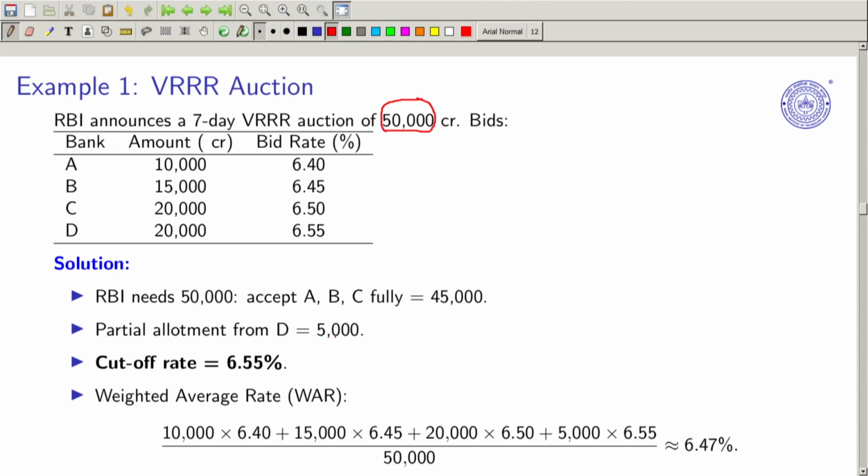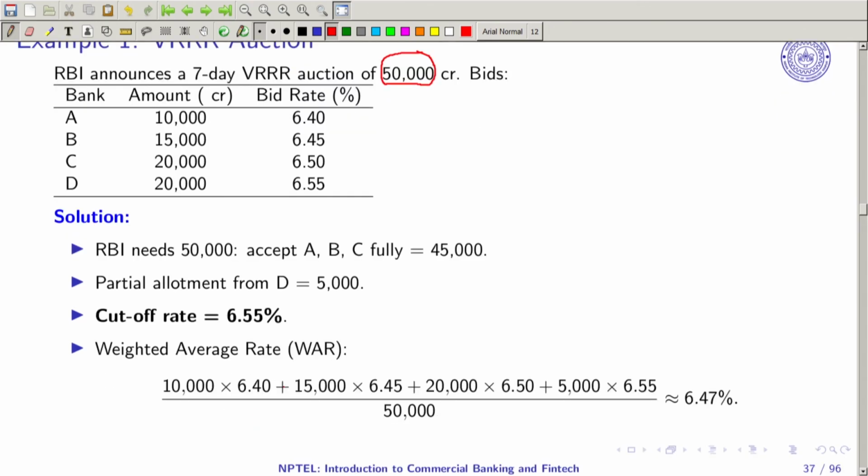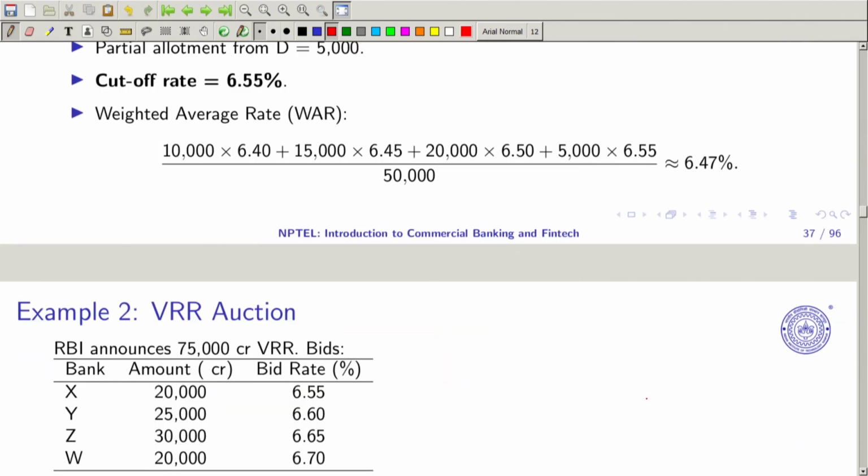Partial allotment from D, 5,000 crore, it will be only from D. Cutoff rate will be just the weighted. So 10,000 into 6.540 plus 15,000 into 6. So what is the VRRR rate that we have? Weighted average rate, it is 6.47. So this is what here we have.